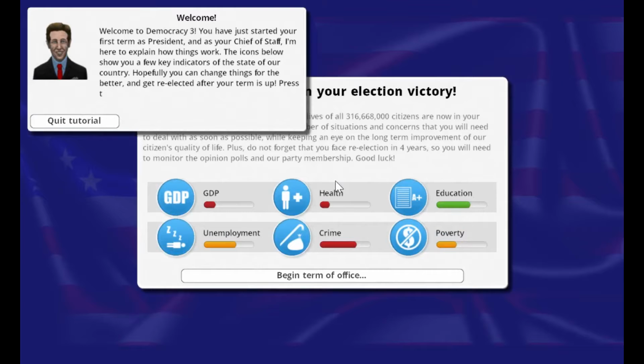There we go. Welcome to Democracy 3. You have just started your first term as president. And as your chief of staff, I'm here to explain how things work. The icons below show you a few key indicators of the state of our country. Hopefully you can change things for the better and get re-elected after your term is up. Press the button in the window below, mark begin term to office to start governing.